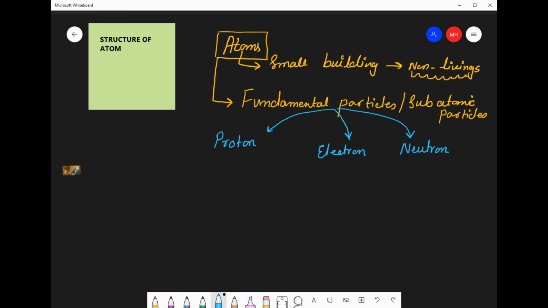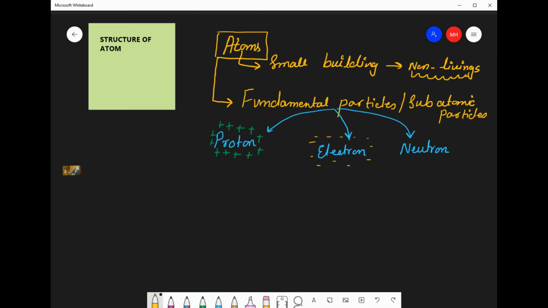Well, the proton, as I told you, is always positive. This guy is always positive. No negativity surrounds this guy. So this is a positively charged particle. The electron is always negative. This guy is always negative. It doesn't think of anything positive.